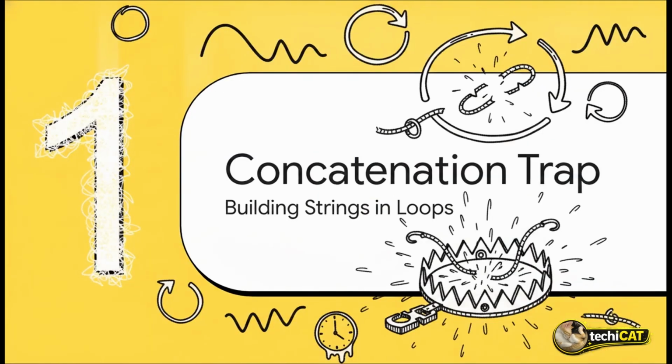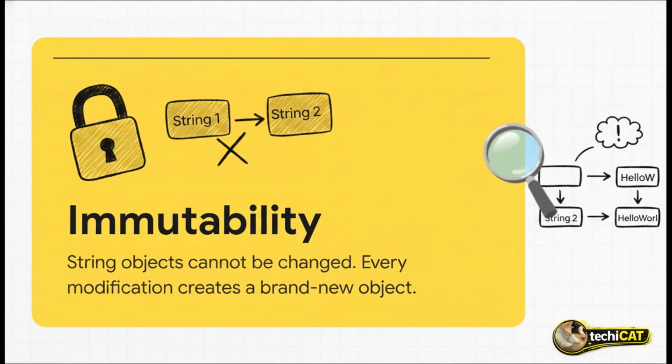Section 1, the concatenation trap, building strings in loops. So to really get why this is a trap, we first have to talk about immutability. In Java, string objects simply cannot be changed once they are created. This means that every single time you modify a string, like, say, adding a single new character to the end of it, Java isn't just updating that existing string. No, it's secretly doing a ton of work in the background. It's creating a brand new object in memory and copying all the old data over.